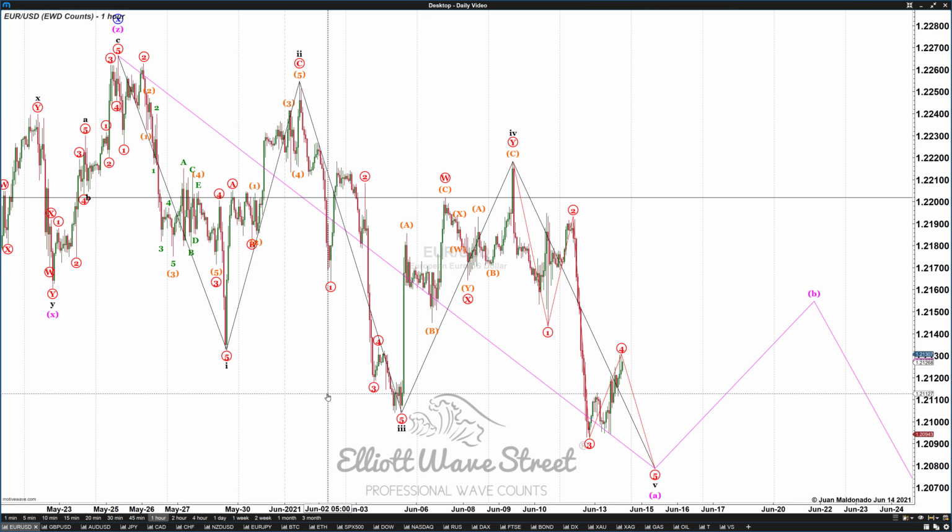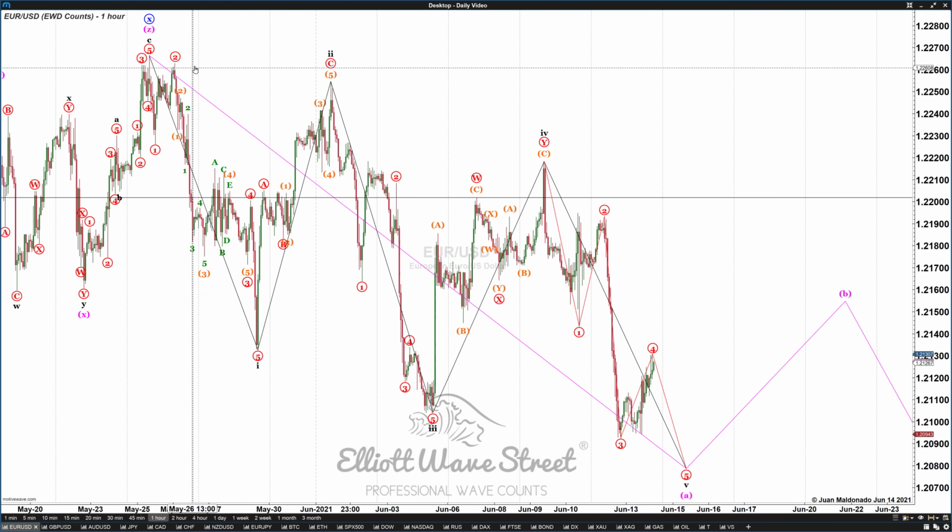This is the euro. On the euro, I have been selling from the highs. My first entry was here at the end of wave X. Actually, this was a signal, but I was sleeping at that moment. It was at 1 a.m. And next day, I triggered at the 122.34 area, first entry.